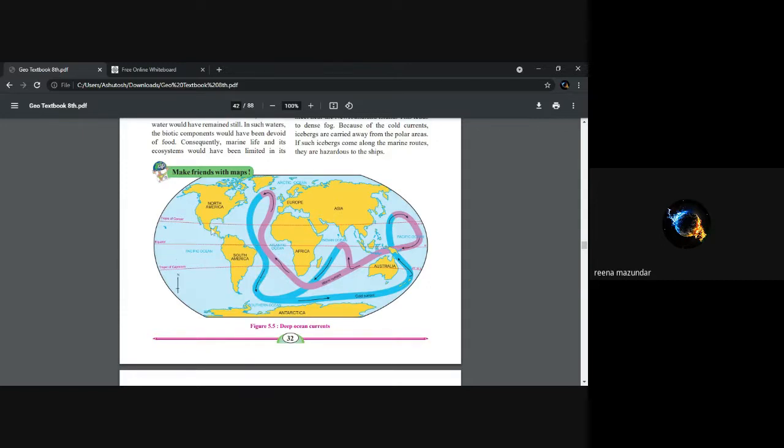Among them, the biggest is the Pacific Ocean. The second biggest is the Atlantic Ocean. The third one is the Indian Ocean. The fourth one is the Antarctic Ocean. And the very smallest one is the Arctic Ocean.